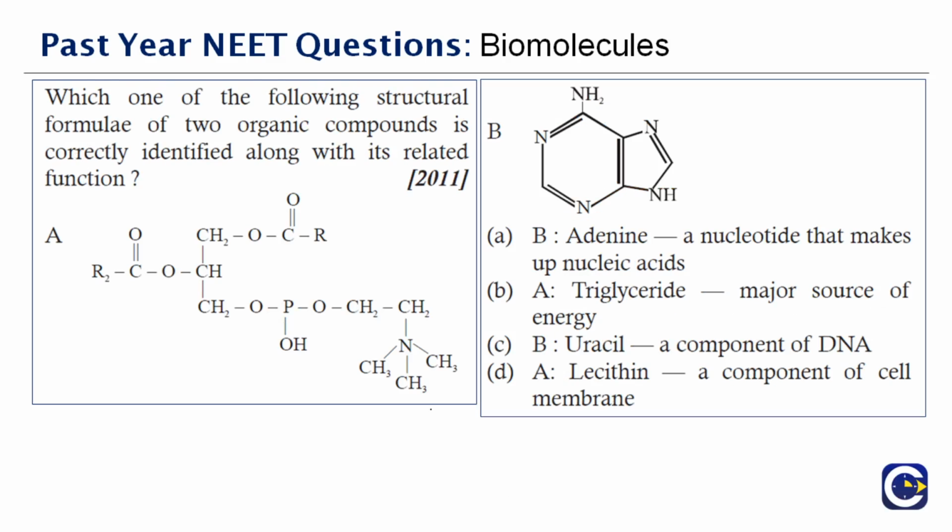Next question here. Okay, which one of the following structural formulae of two organic compounds is correctly identified along with its related function? So you have A, okay, and you have B. Okay, so looking at this diagram, what can you say? You have A and you have B. See, they are asking us to identify the related function of it. Okay, the correct answer to this question is lecithin, which is option D.